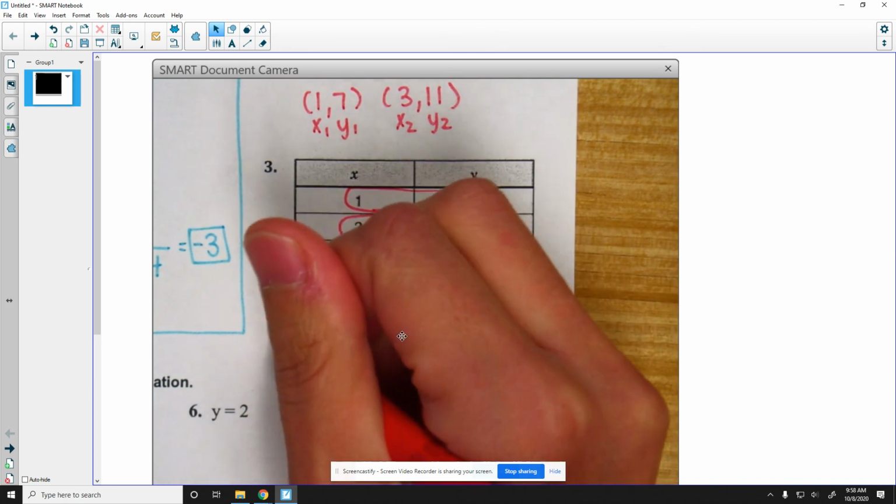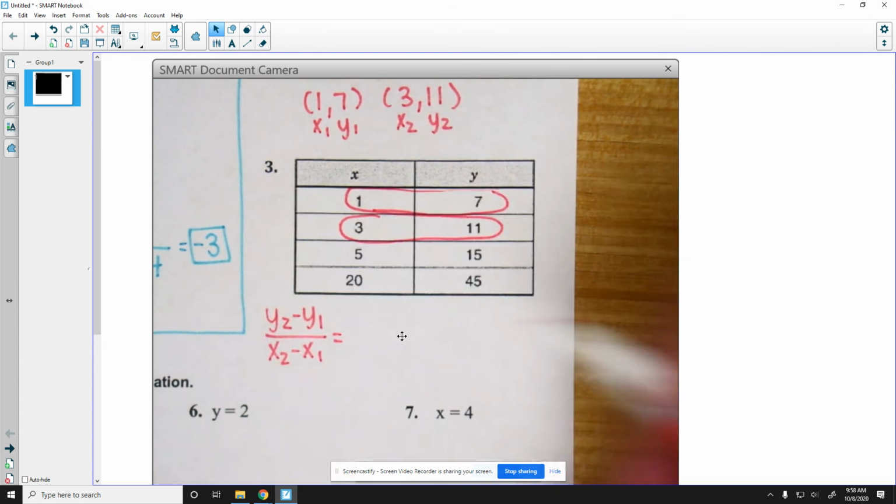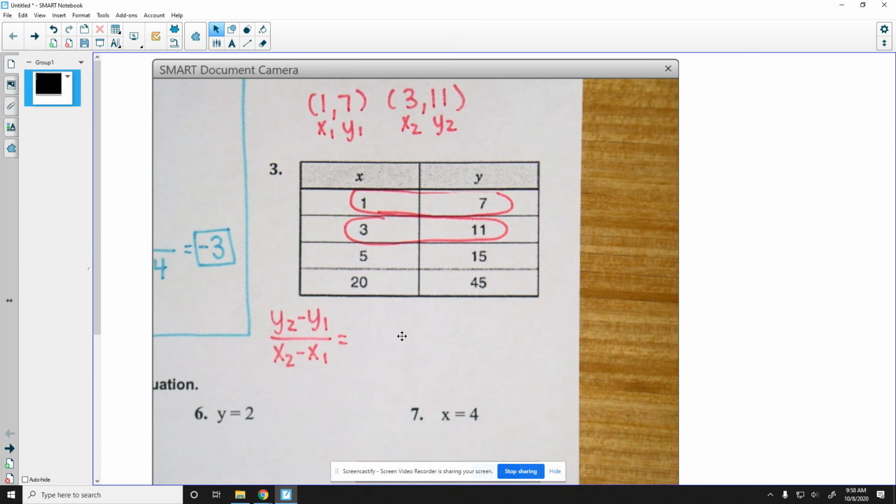I'll sing for him. Okay, it goes like this. Y sub 2 minus y sub 1 divided by x sub 2 minus x sub 1. I mean, you've sung this song since you're like 1 year old, guys. You know this song. It's not like I'm asking you to sing some opera, right?